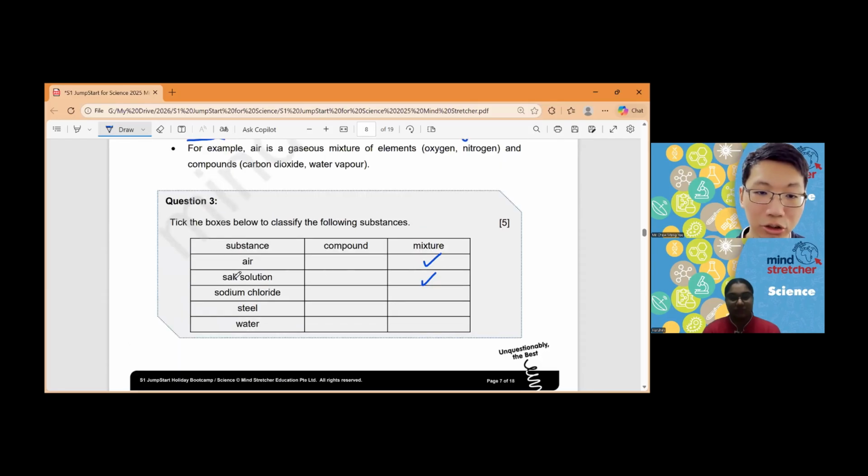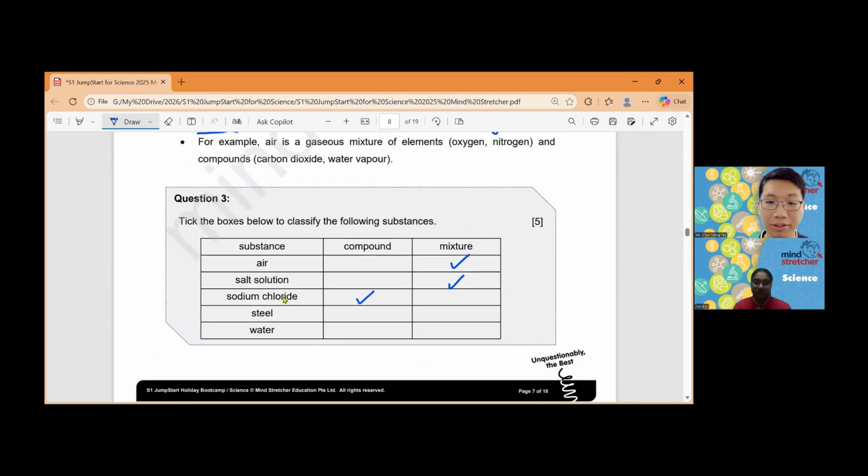But the salt itself, sodium chloride, without the water, is pure. When we add water to it, it becomes impure, not pure. So the salt itself is a compound, until we add the water in, then it becomes a mixture. And steel, just like I mentioned, is a mixture.